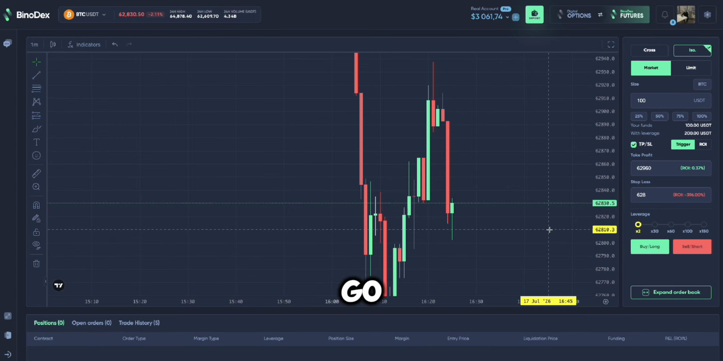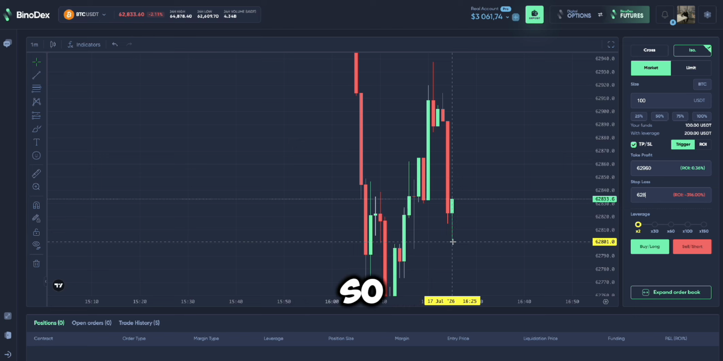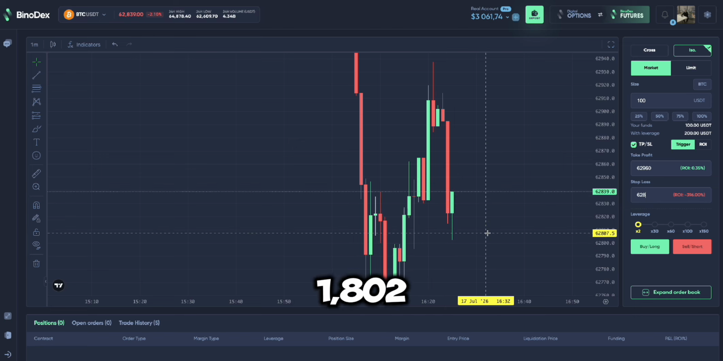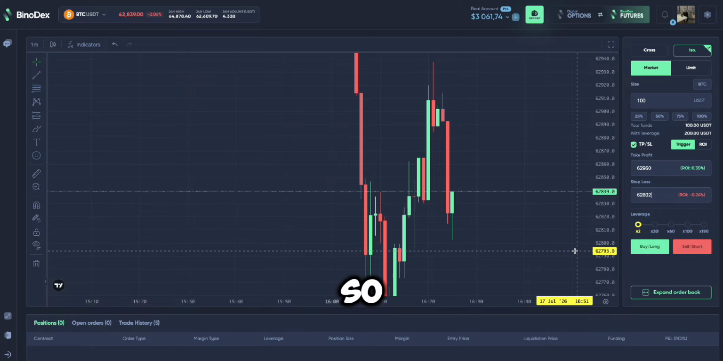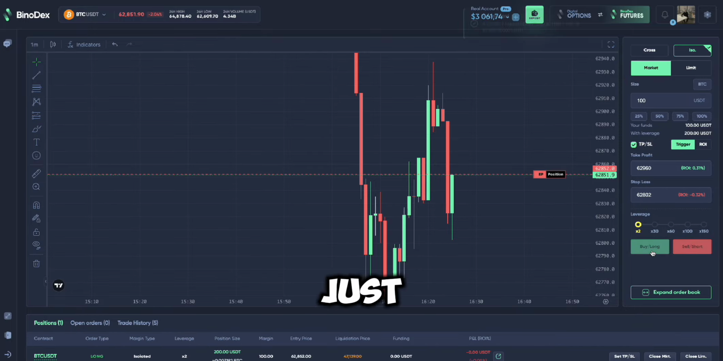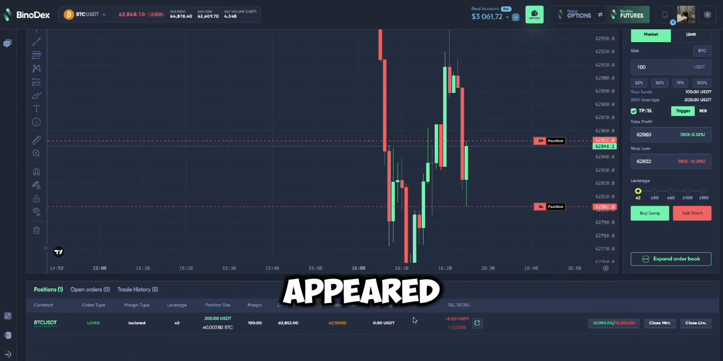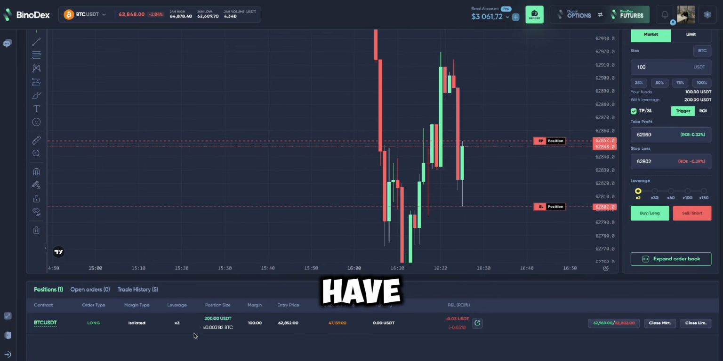Let's, for example, go ahead and set the stop loss right at the very end of this current candle. So, what level do we have here? 62,1802. Let's say 62,802. So this will be our stop loss. Now let's go ahead and click on Open Buy Long Position. And just like that, we can see below that our open position has appeared. Here we can see that we have successfully opened a new trade.